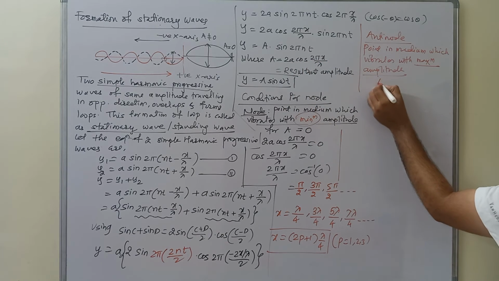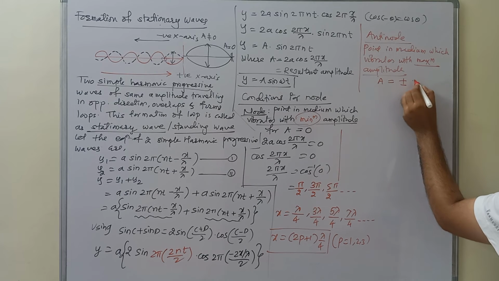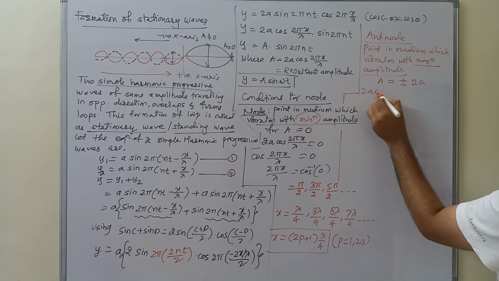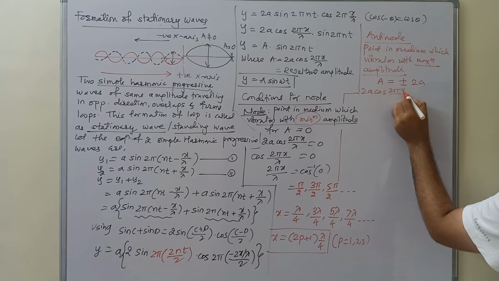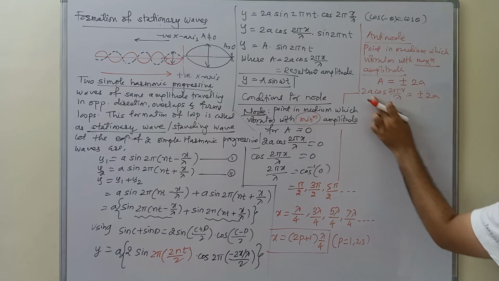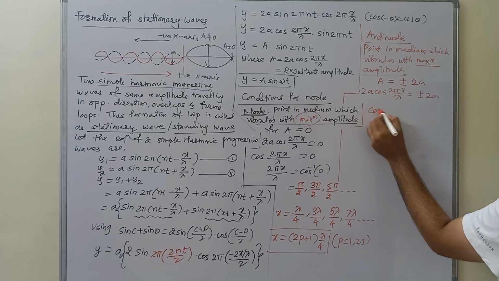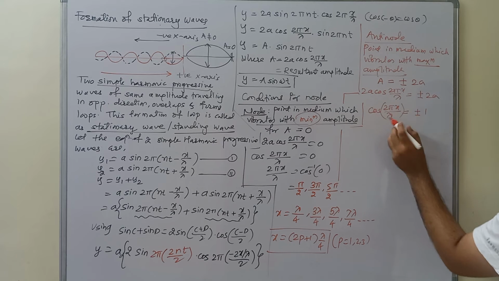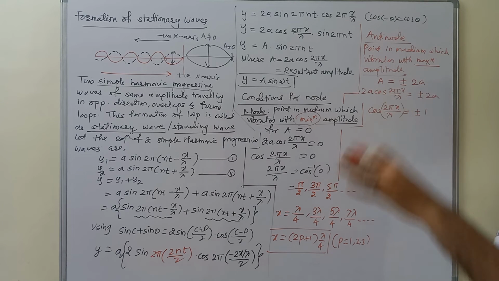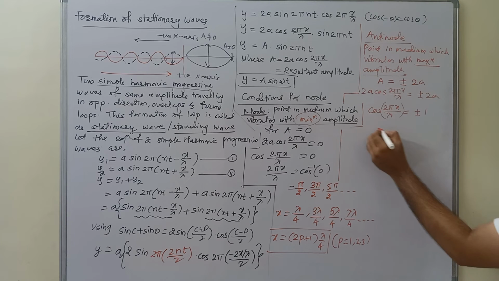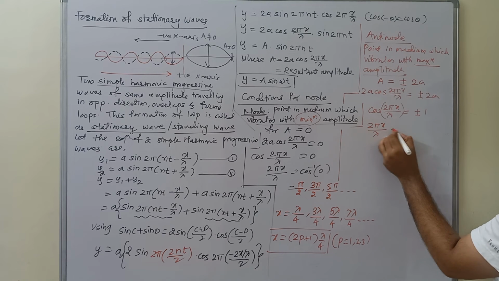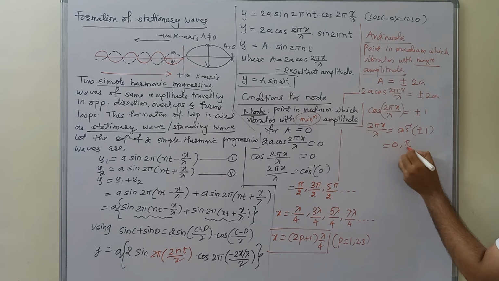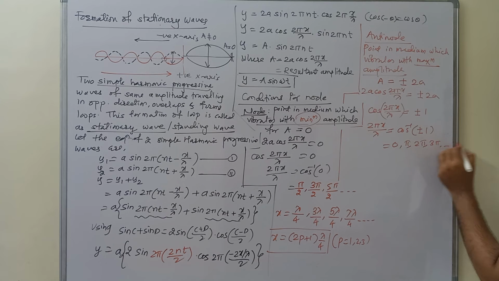Now see, the resultant amplitude is a function of cos theta. To get the maximum, cos theta should be plus or minus 1. So 2a into cos 2 pi x upon lambda equals plus or minus 2a, and 2a cancels, so cos 2 pi x upon lambda is plus or minus 1. Cos theta equal to plus or minus 1 always gives the maximum. So 2 pi x upon lambda equals cos inverse of plus or minus 1, which is 0, pi, 2 pi, 3 pi and so on.